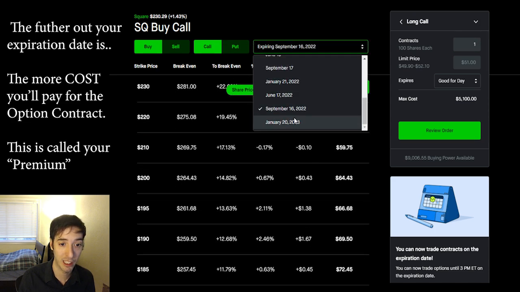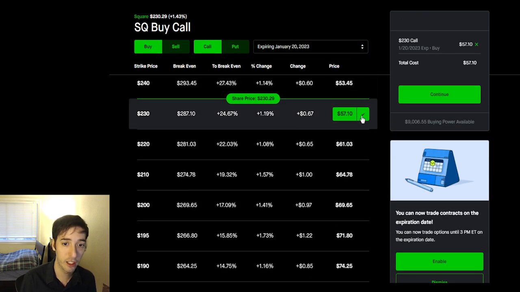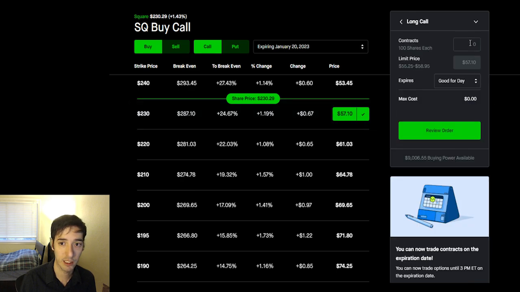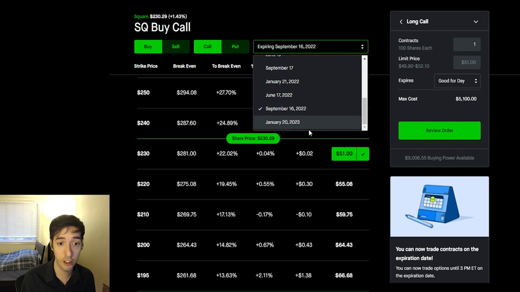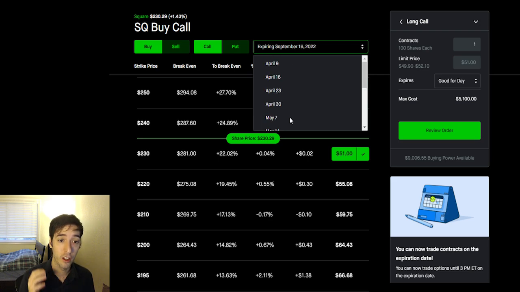So if I do 2023 and we look at 230, right? Now it's $5,710, which is more expensive than it just was a moment ago, right? $5,700 instead of $5,100. So with an extra $600, you're getting another 3 months added to your expiration date. Things to take away so far: the longer the expiration date that you choose, you will have more time and you will be safer, but the contract will be more expensive.